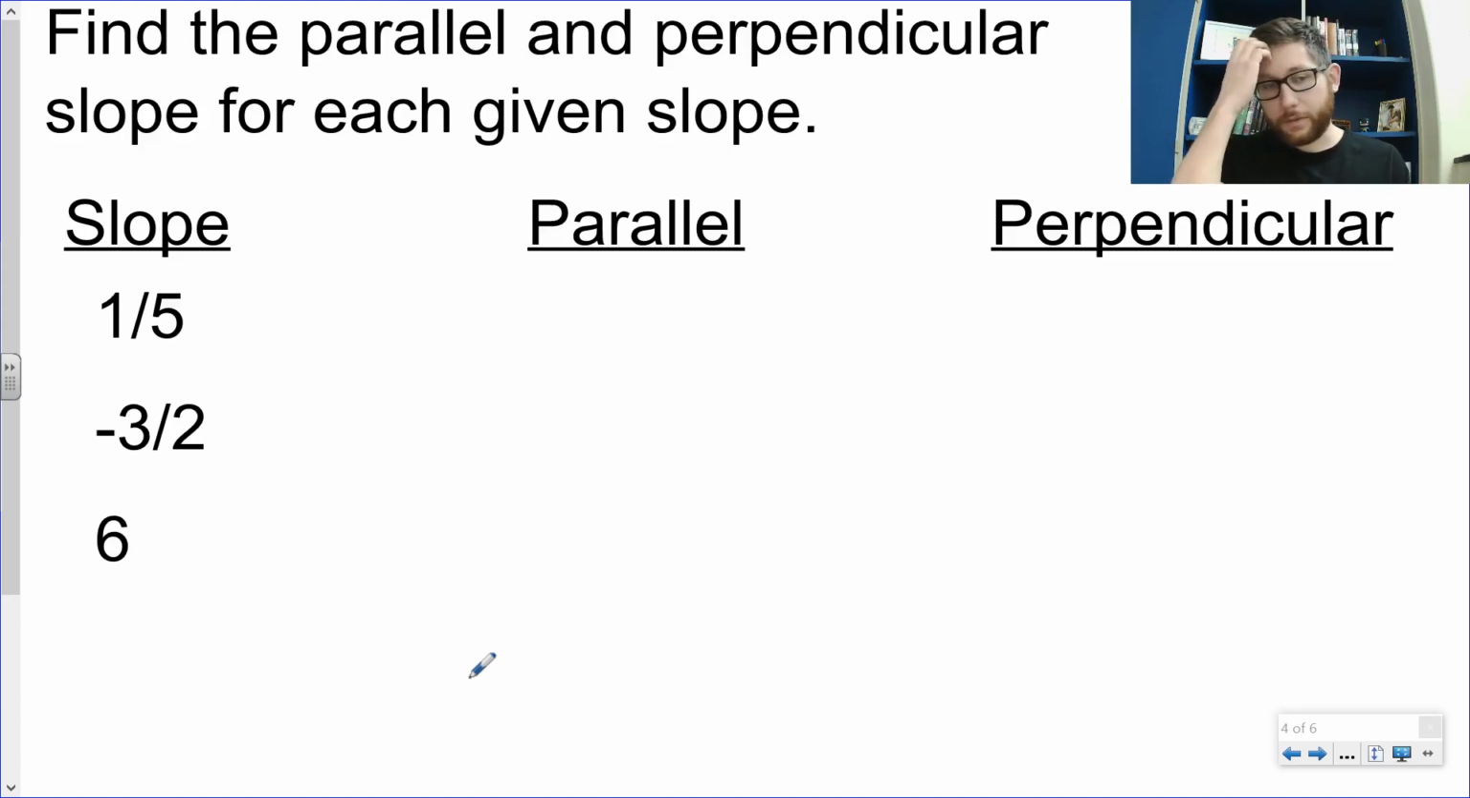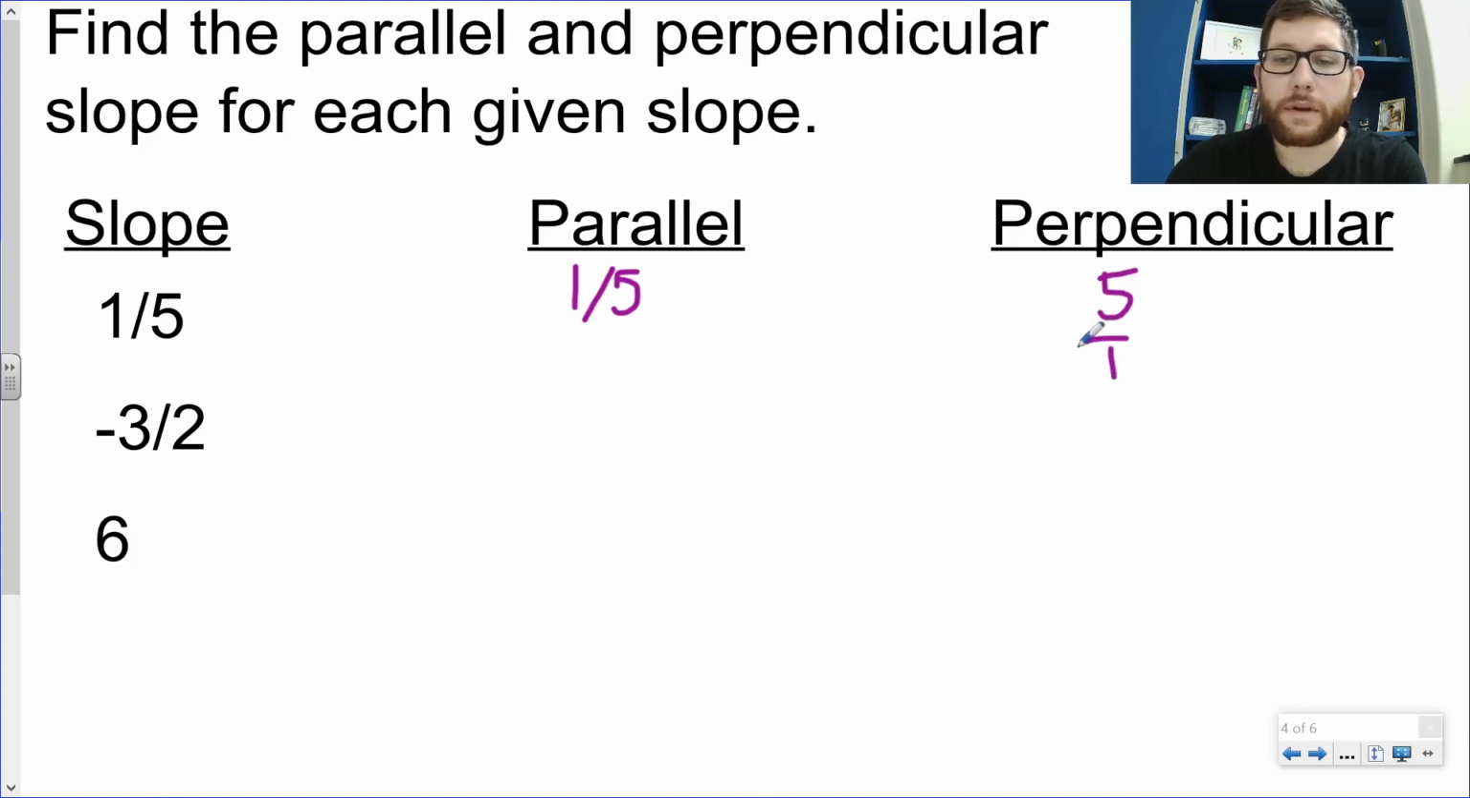All right, now I'm giving you a bunch of slopes. Let's go ahead and find the parallel and perpendicular slopes. The parallel slope is always going to be the same, so this is still going to be 1/5. Then my perpendicular slope, I'm going to flip the fraction, so that's 5/1, and I'm going to switch the sign. So instead of positive, it's going to be negative. Let's see if I can reduce that. Negative 5/1 is equal to -5, right?